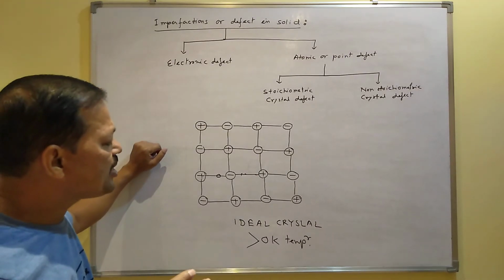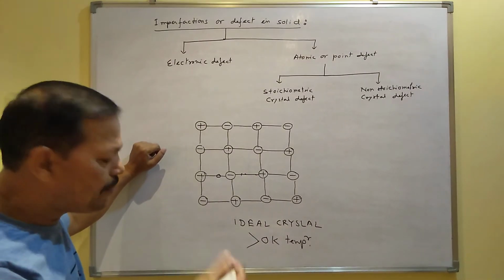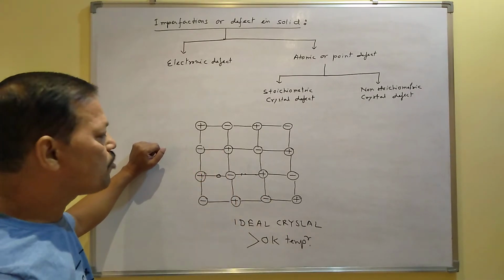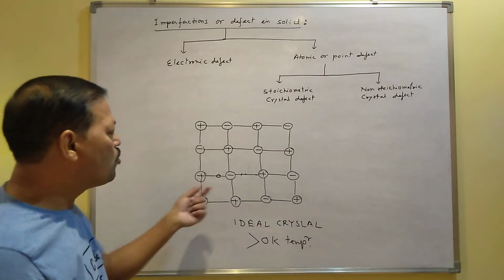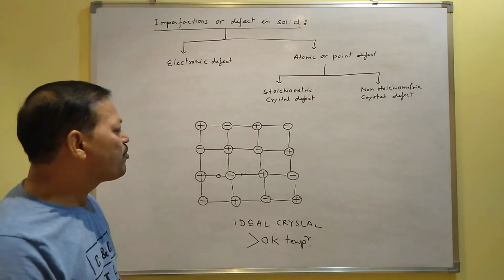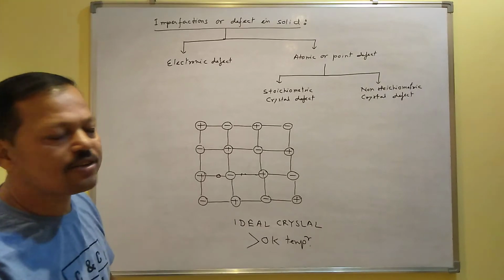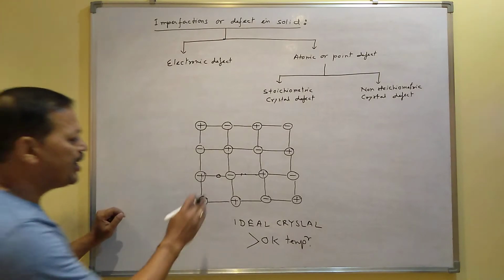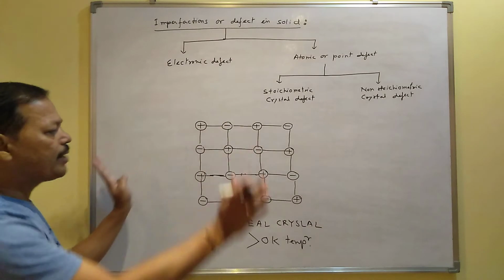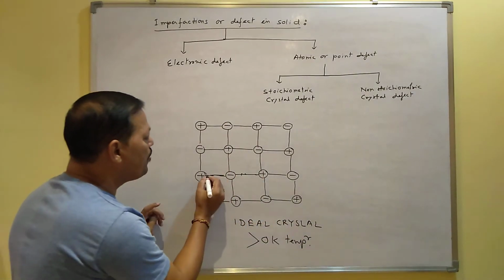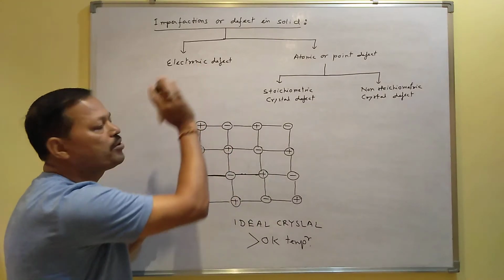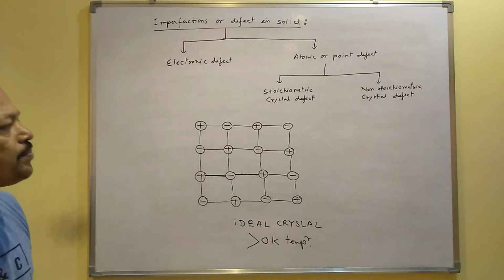I mean, if the temperature is above 0 Kelvin, then some of the electrons can jump to a higher energy state from their ground state, producing some holes, and due to the production of holes inside the crystal, movement of electrons takes place, and due to movement of electrons it becomes a good conductor of electricity. So this defect arises due to electrons. Ions are in the same position; only due to this movement of electrons or excitation of electrons the defect arises. That's why this type of defect is called an electronic defect.